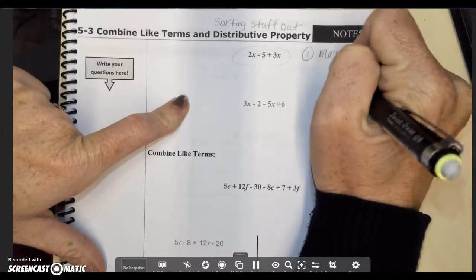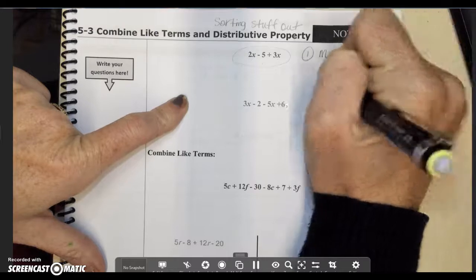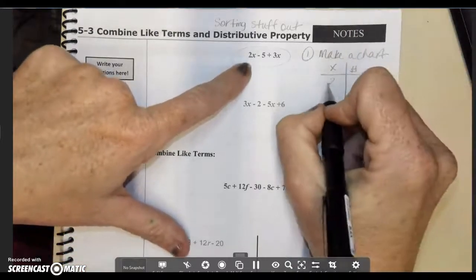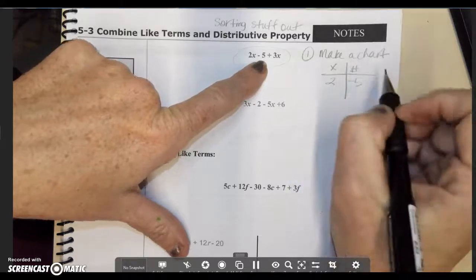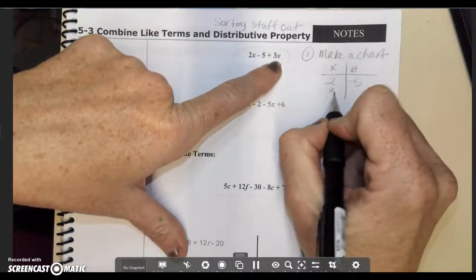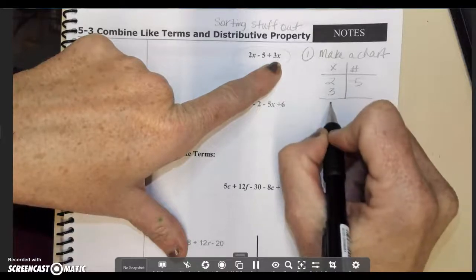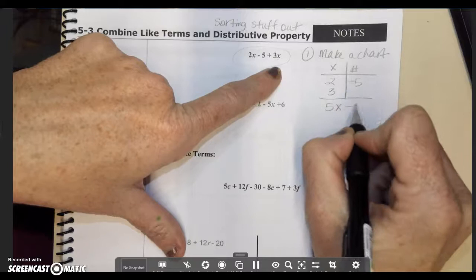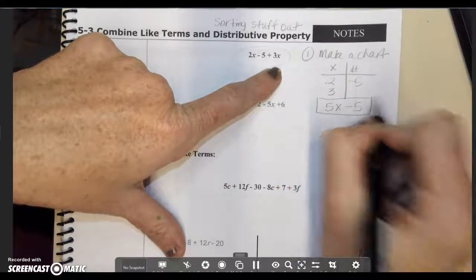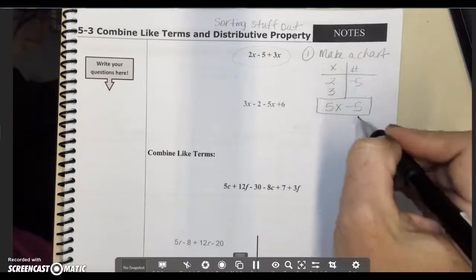So you can have an x side and a number side. On the x side, I have a 2. The negative 5 would go on my number side, and my 3 would go on my x side. So on the x side, I have 2 plus 3, which is 5, and those are x's. And on the number side, I just have negative 5. So if I add that all up, I get 5x minus 5.